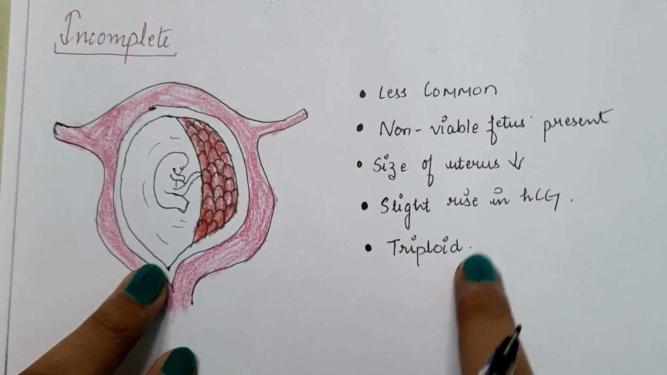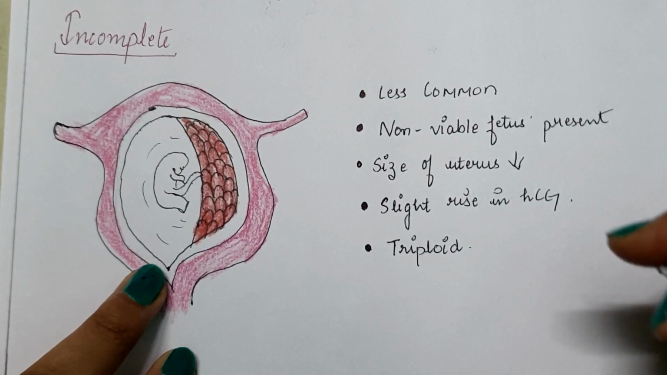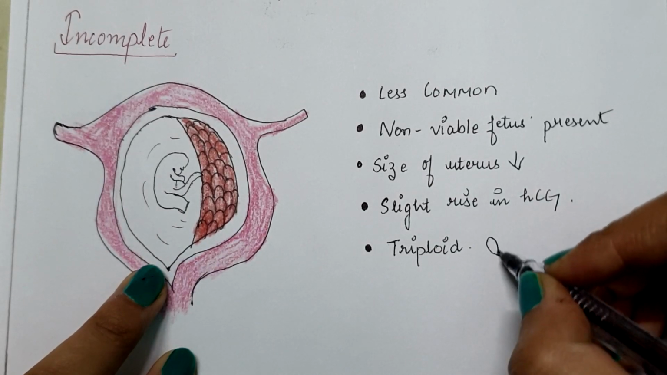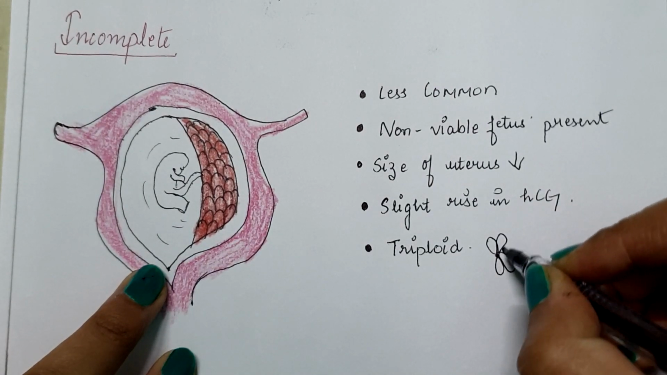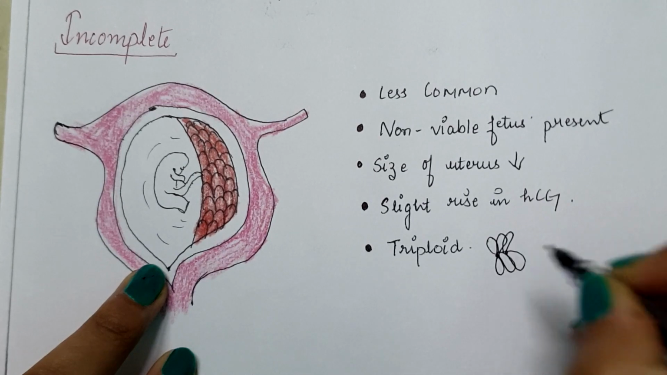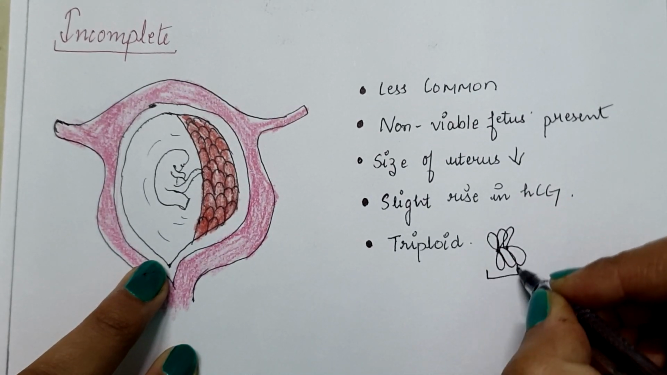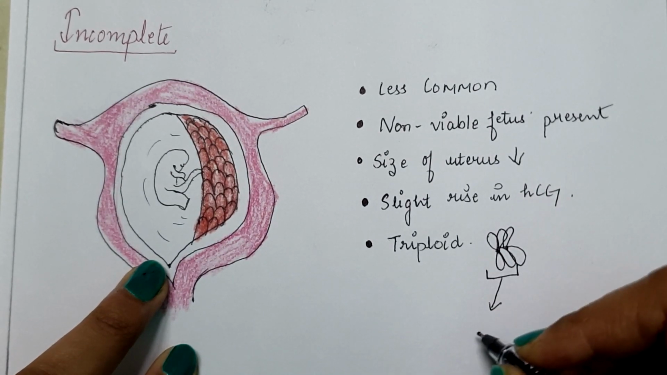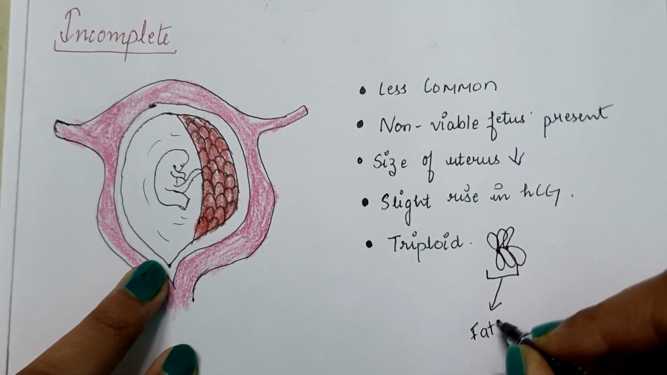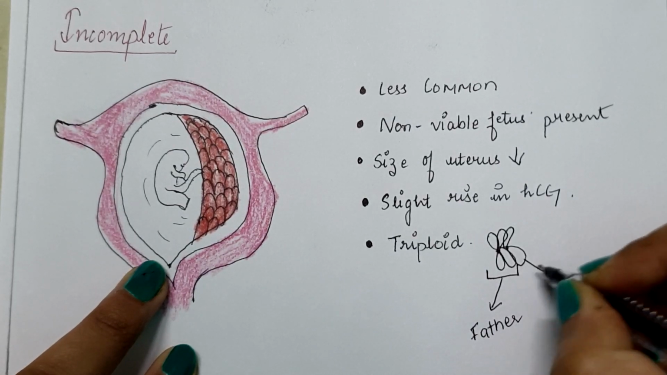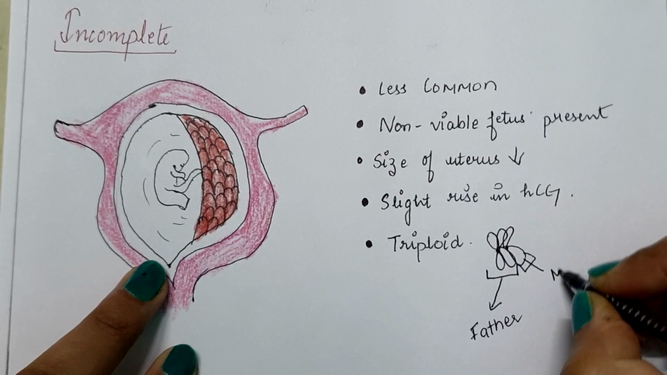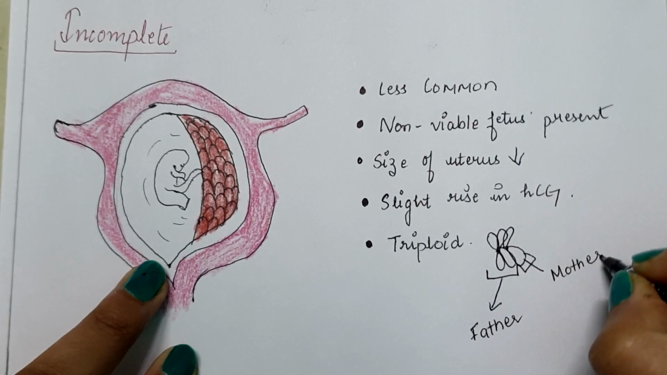And here the embryo is triploid, meaning the embryo consists of three sets of chromosomes, from which two sets are from the paternal side or from the father side and one set from the maternal side.